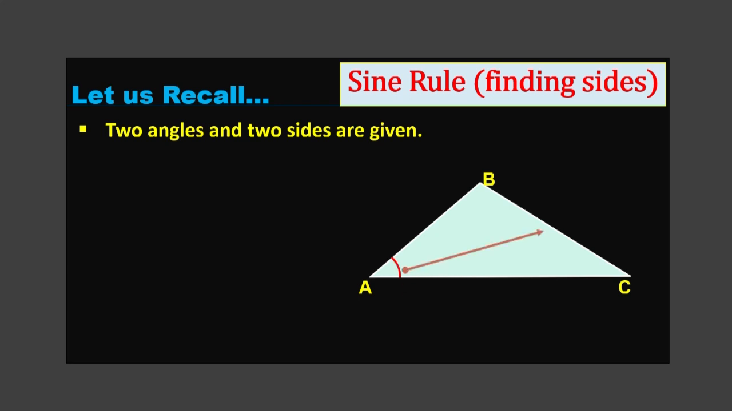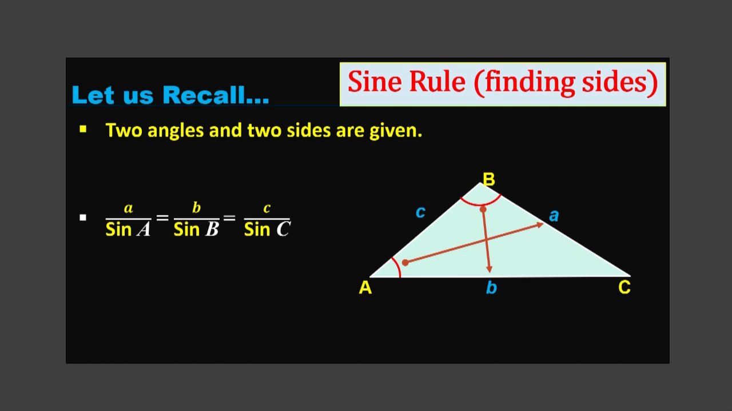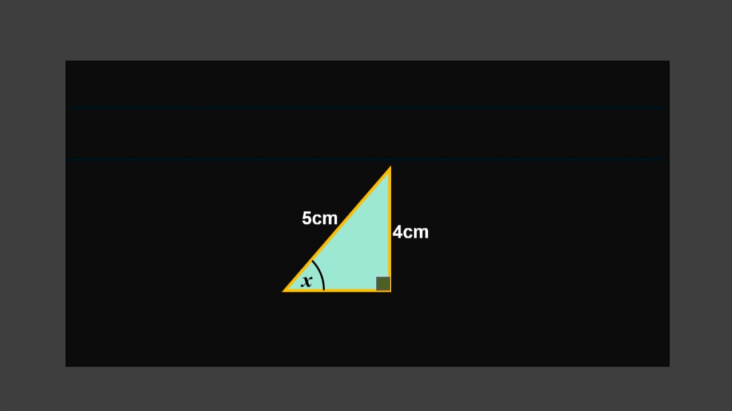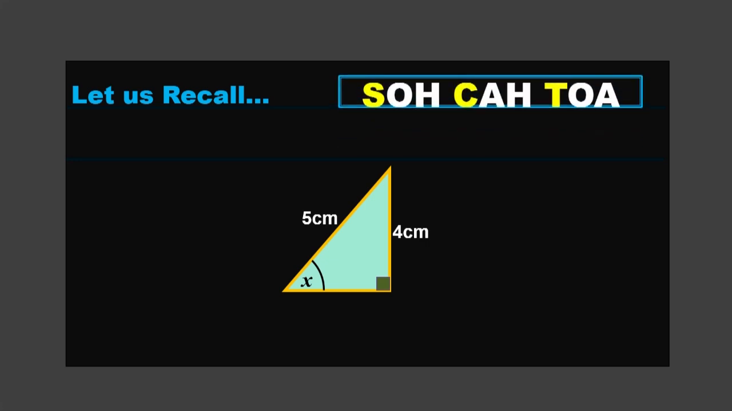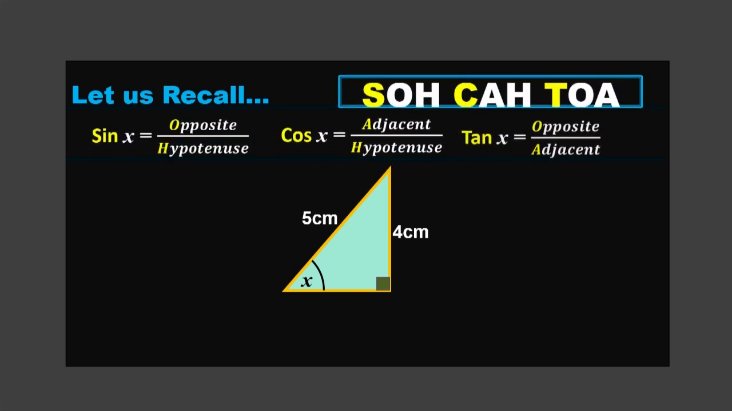If small a represents the side opposite to the given angle capital A, and if small b represents the side opposite to the given angle capital B, and small c represents the side opposite to the angle capital C, then the sine rule would be a by sin A equals b by sin B equals c by sin C. Secondly, let's recall the basic trigonometric ratios, namely sine, cos and tan, which is abbreviated as the SOH CAH TOA rule.